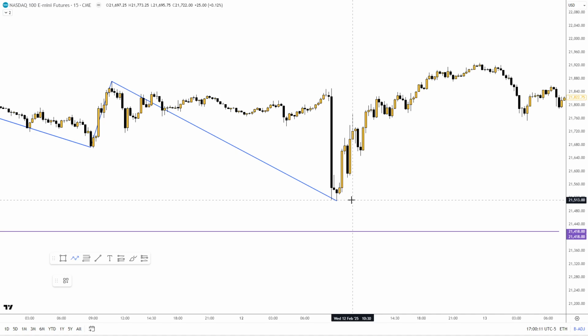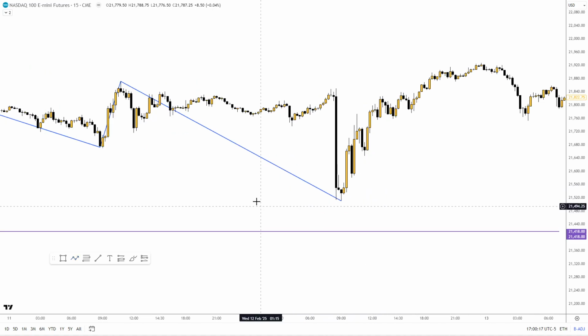So it's not the move. Similar to how we look at failure. It's not the move, it's the response. So from a lower time frame perspective, right? Given here, let's say we're here and it's 9:30 on Wednesday the 12th.